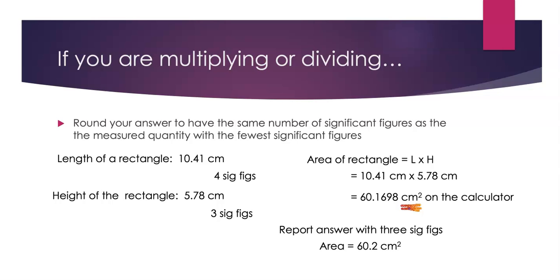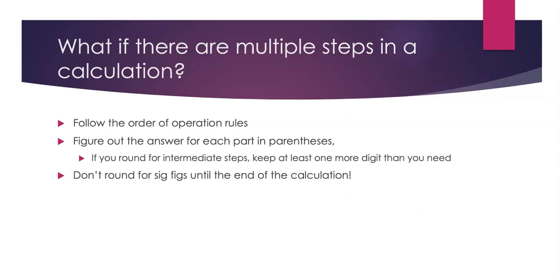Now, there is one other complication that I need to talk to you about. What if there are multiple steps in the calculation? Well, you have to follow your order of operations. You have to figure out the answer for each part. And if you do round for intermediate steps, which really I don't recommend, you need to keep at least one more digit than you need. And you're not going to round for sig figs until the end. So you sort of have to mentally keep track.